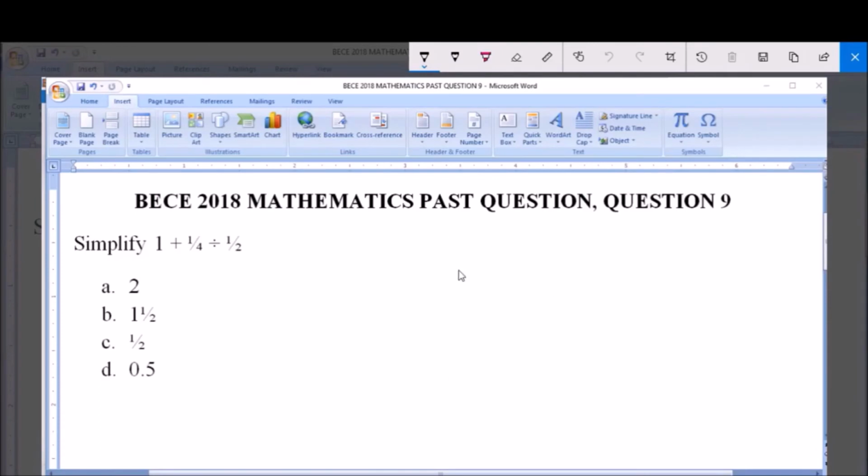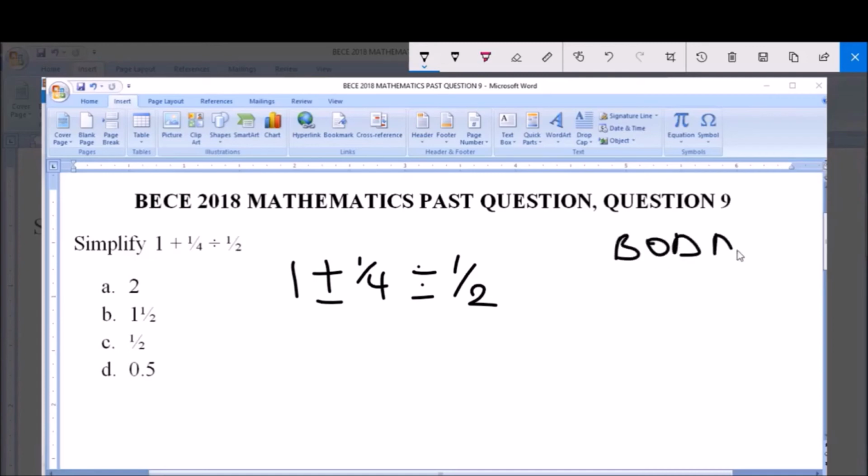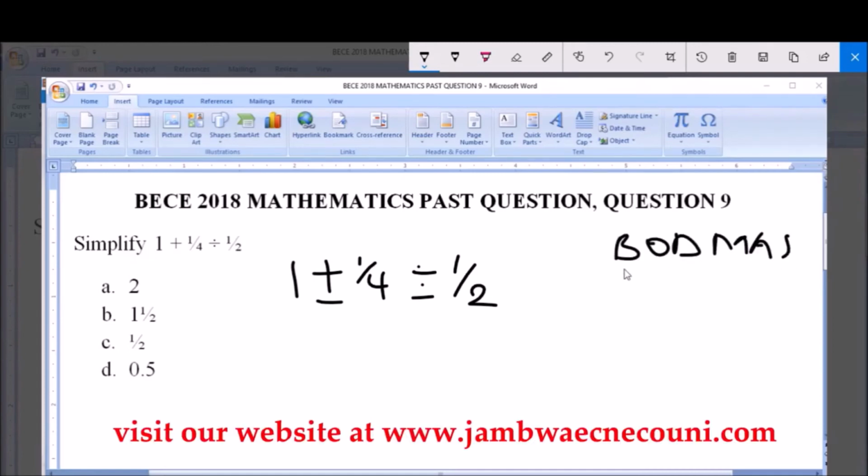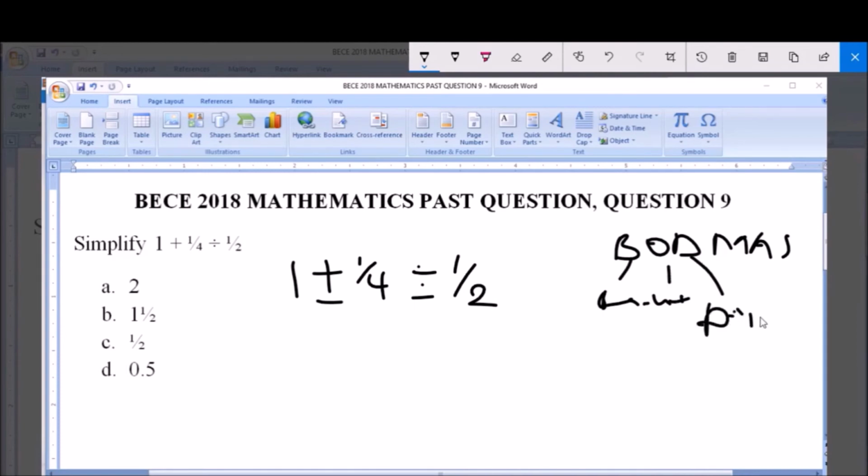The question says simplify 1 plus 1 over 4 divided by 1 over 2. Now we have addition and we have division. Which do we start with? There's a law governing simplification in arithmetic, and this law is BODMAS. It says: B for brackets, O for of, D for division, M for multiplication, A for addition, and S for subtraction.